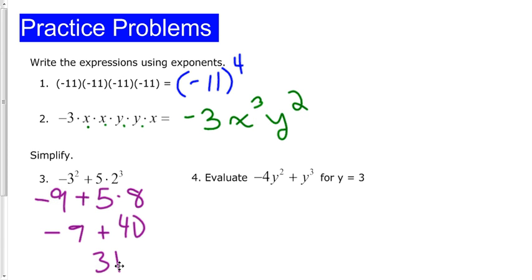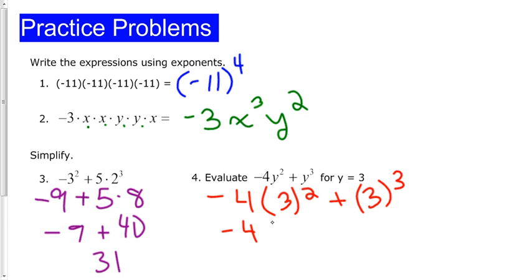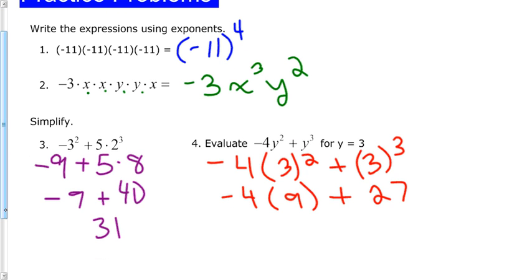And finally, I want to evaluate this expression. And I have negative 4 times 3 squared plus 3 to the 3rd. So first exponents, negative 4 times 9 plus 3 times 3 times 3 is 27. I'm going to get negative 36 plus 27, and my answer is going to be a negative 9. And that is how I use exponents.